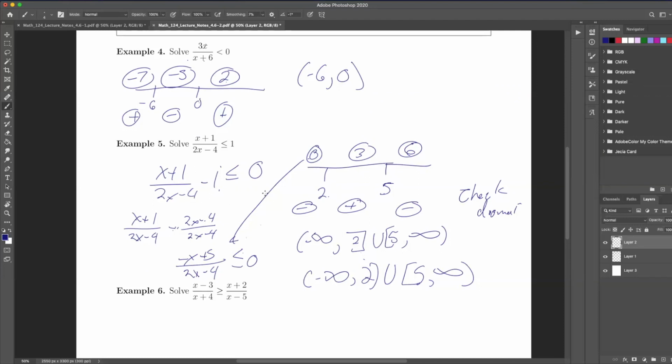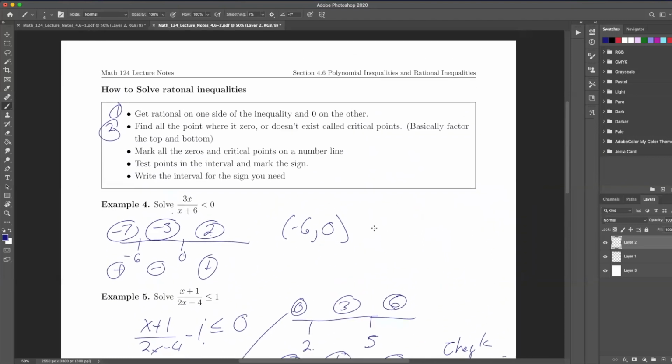And so for these rational ones, I probably should write, so the step 3, 4, 5, I guess I should have said 6, check domain. This is why we talk about domain forever and a day, because it comes up. So we need to check domain.